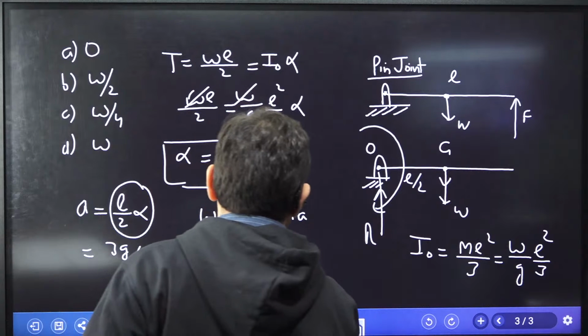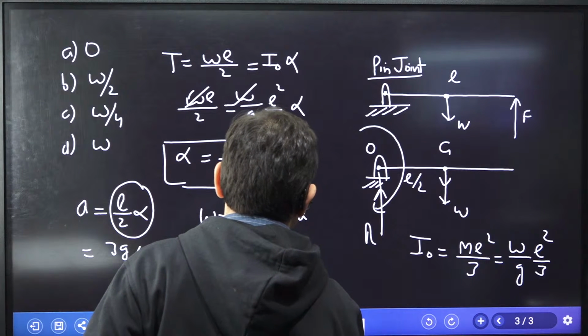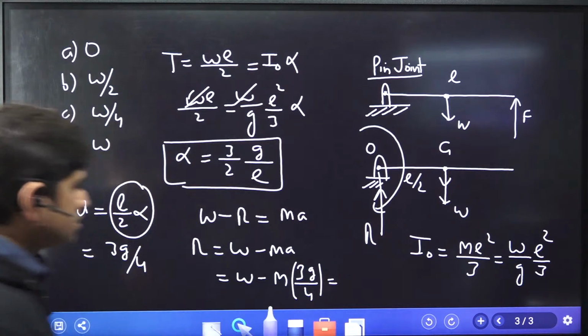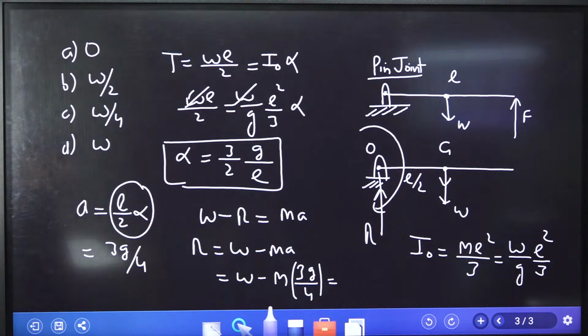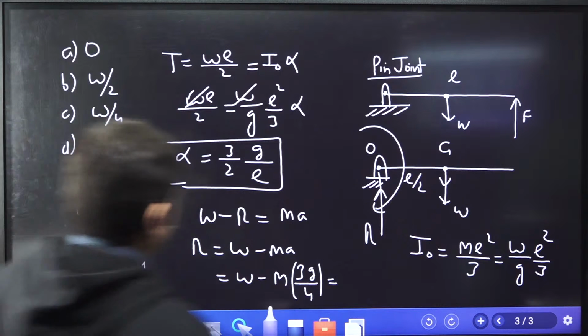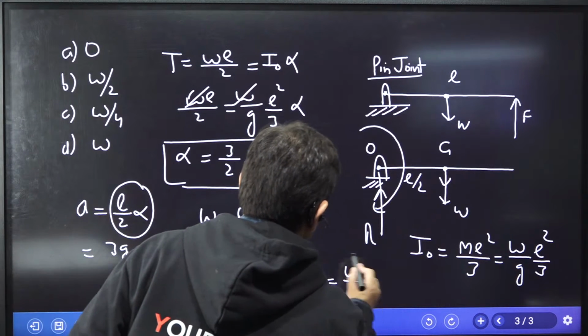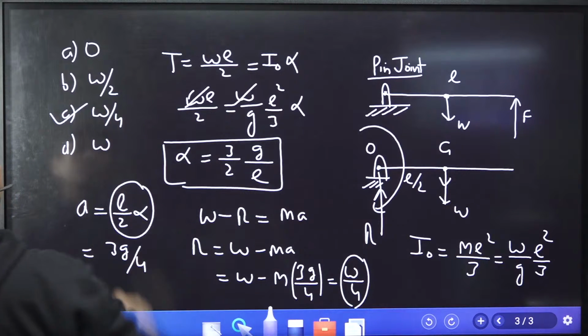So R is W minus M into 3g by 4. What is mg? Mg is W. That means W minus 3W by 4, which is W by 4. That means the reaction induced is W by 4.